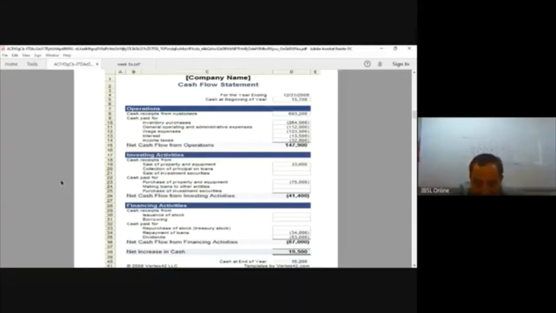That's 19.5 million. Added to the cash at the beginning of the year, you have a total of 35,200,000 at the end of the year. So this basically shows the cash flow statement, so that the customer has this much cash flow.